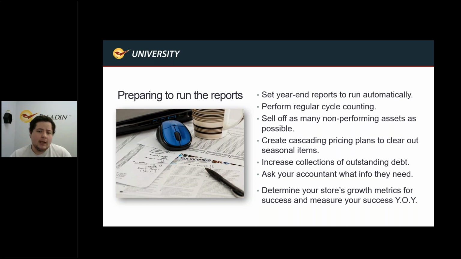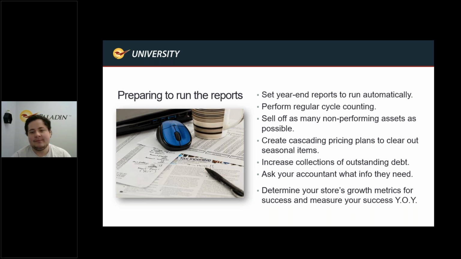Next is perform cycle counting, like I was talking about a little bit before. Really what we want to do is, now would be a great time to start counting the store, making sure all your numbers are good, making sure your stock on hand is all correct. And if you haven't been cycle counting, maybe it's a New Year's resolution to do it next year.